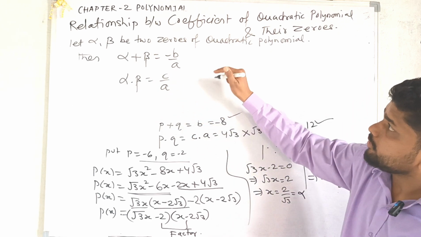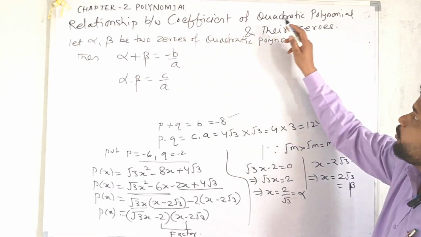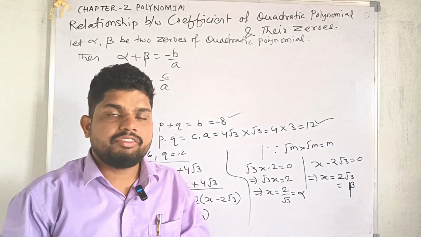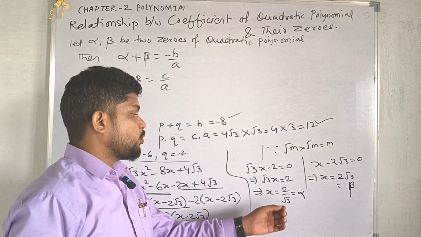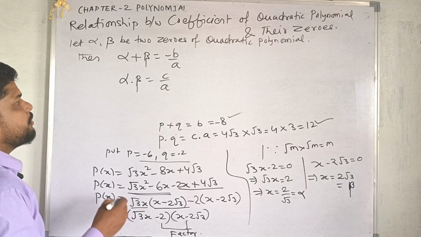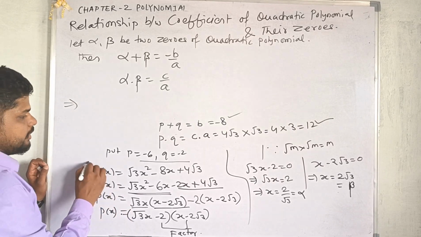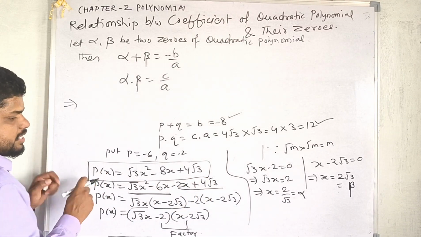So this is the relationship between the coefficients of a quadratic polynomial and their zeros. Suppose we want to verify whether the zeros of this quadratic equation are true or not. What we will do is just compare the things. Let me write it down. We have the given value of p of x as this.